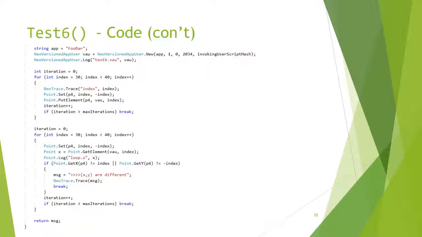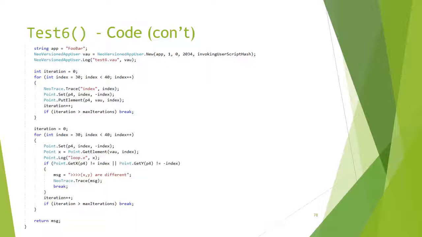Just before the put element, we're setting the x coordinate of P4 to be plus index and the y coordinate to be minus index, and then we're putting those. In the next loop, after all this work was done and after my DApp was submitted, I actually found that there's a bug in this loop. It actually is working. It gets the element using the same versioned app user object, and it goes through the same indices from 30 to 40.